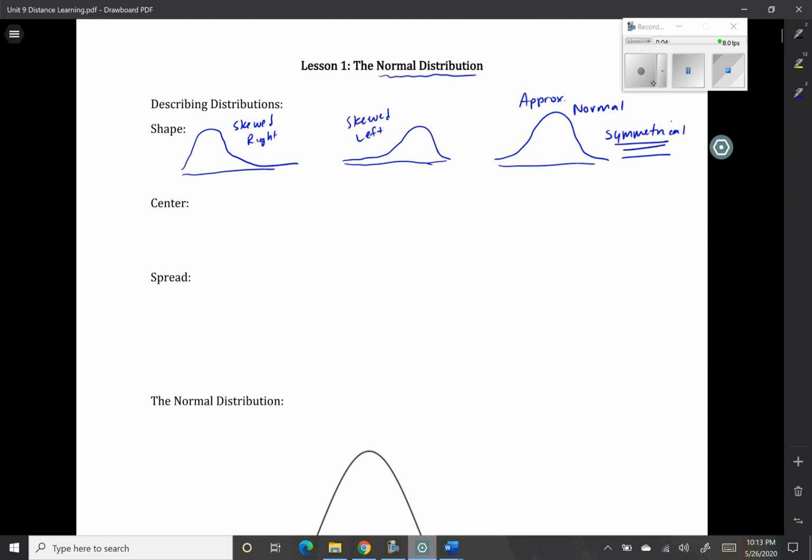Now, when we're talking about a distribution, we can talk about the center of the data set. Back in Algebra 1, you did centers of data sets. You talked about the median of a data set.